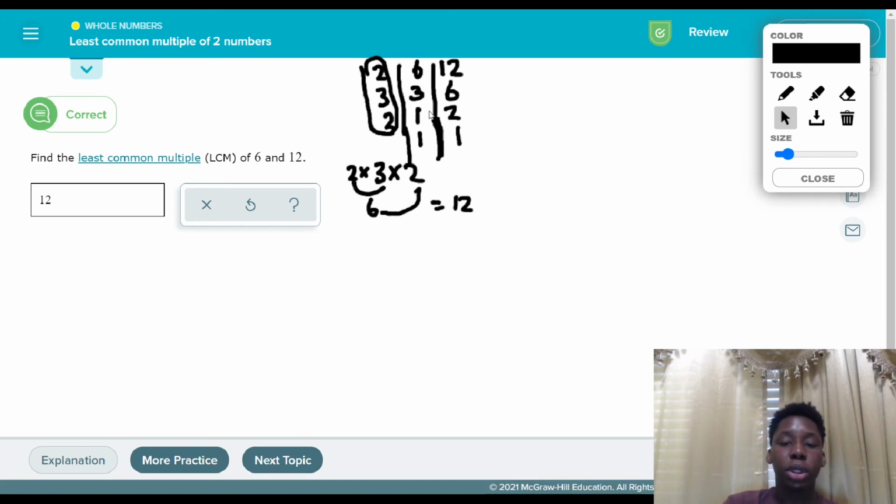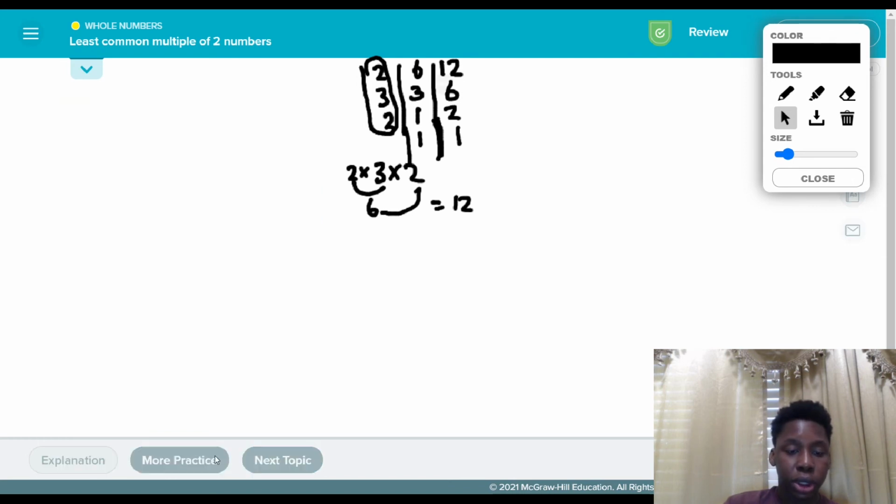When you're dealing with this, it doesn't really matter. As long as there's a 1 here and another number, you can just plug that other number into this part of the table. So I just plug in 2 here, and then I divided 2 by 2, which gave me a 1, and this one I just wrote down. Now both of them are 1s, so we can stop. I multiplied the numbers that I got here by each other, which was 12. So 12 was the least common multiple between 6 and 12.